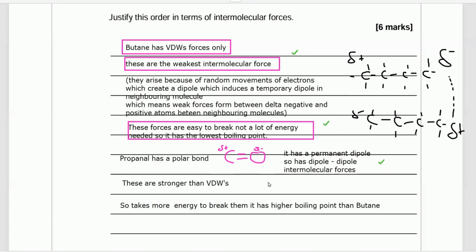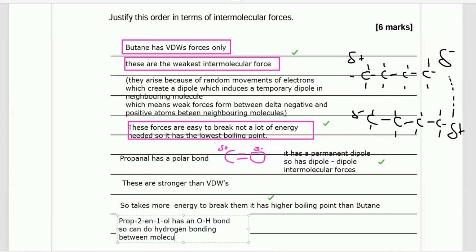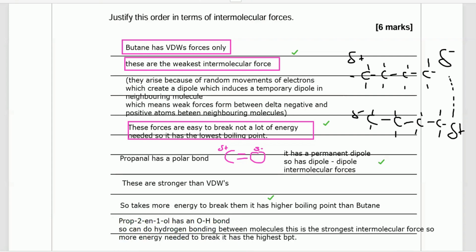And then lastly, the prop-2-en-1-ol, if I've got that right, is an alcohol. And alcohols contain the hydroxyl bond, which is an OH bond. And if you have a hydrogen atom connected to either oxygen, nitrogen, or fluorine, the three most electronegative elements in the periodic table, you'll be able to do hydrogen bonding, which is the strongest of the intermolecular forces. Therefore, more energy needed to break. It has the highest boiling point.